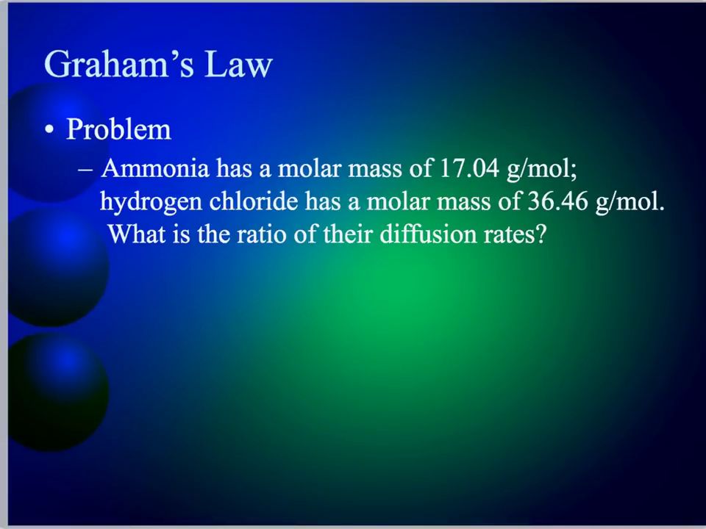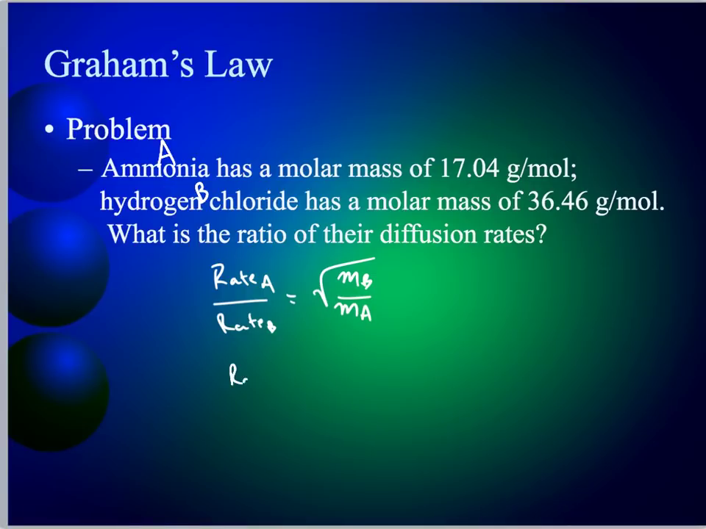So let's try this problem here. Ammonia has a molar mass of 17.04 grams per mole. Hydrogen chloride has a molar mass of 36.46 grams per mole. What is the ratio of their diffusion rates? My equation is the rate of A over the rate of B is equal to the square root of the molar mass of B over the molar mass of A. What we can do here is assume that since we want B to be probably the larger number, that'll make it a little bit easier. Let's just assign which gas is which. So we'll say hydrogen chloride is B and ammonia is A.